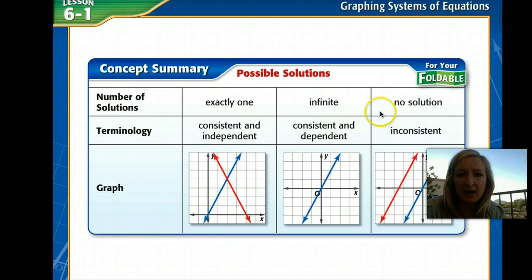The third example would be no solution, and this is inconsistent. So a solution means that the graphs cross, and if they end up being parallel lines, which means that they have the exact same slope, they would not have any solution, and therefore their terminology means inconsistent. Hopefully you get these all down in your notes because it's going to help you so much when you start your assignment.